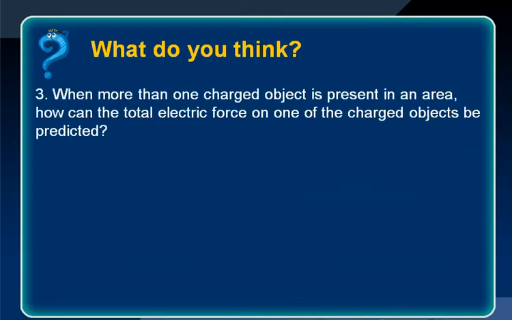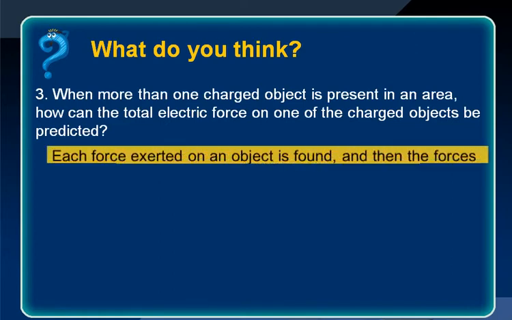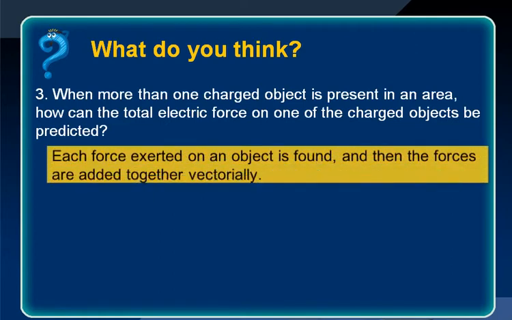When more than one charged object is present in an area, how can the total electric force on one of the charged objects be predicted? Each force exerted on an object is found, and then the forces are added together vectorially.